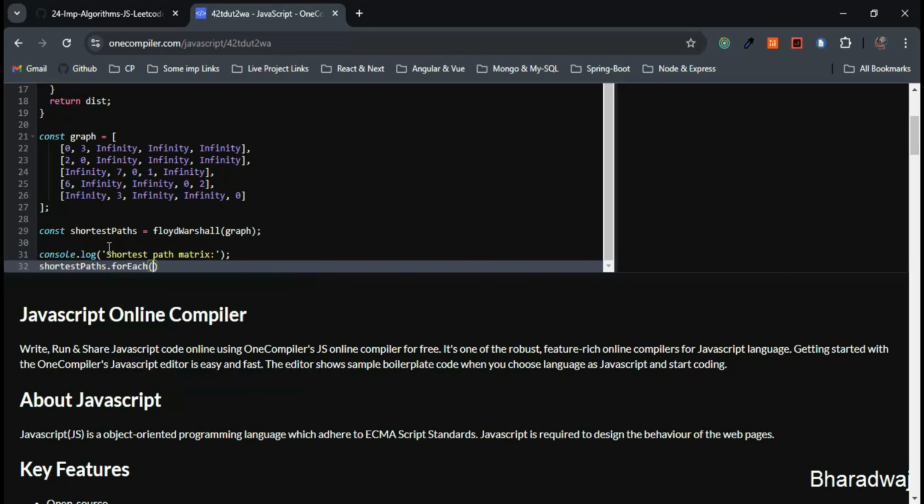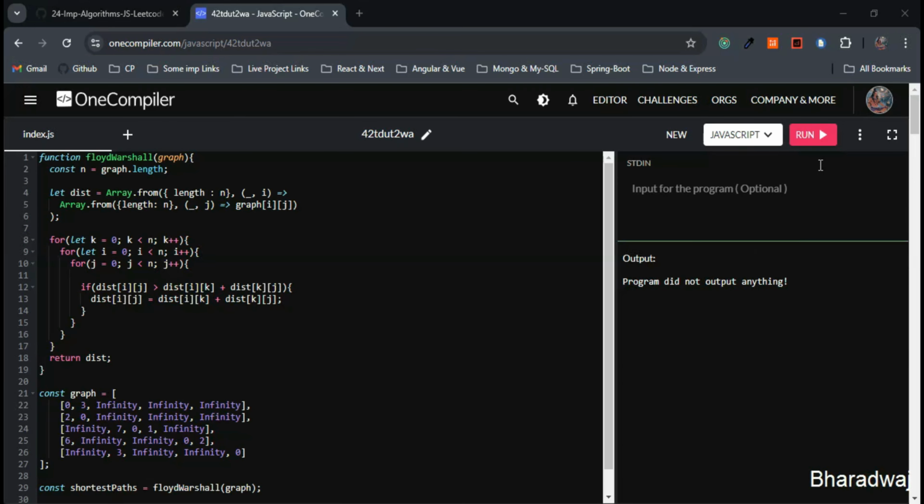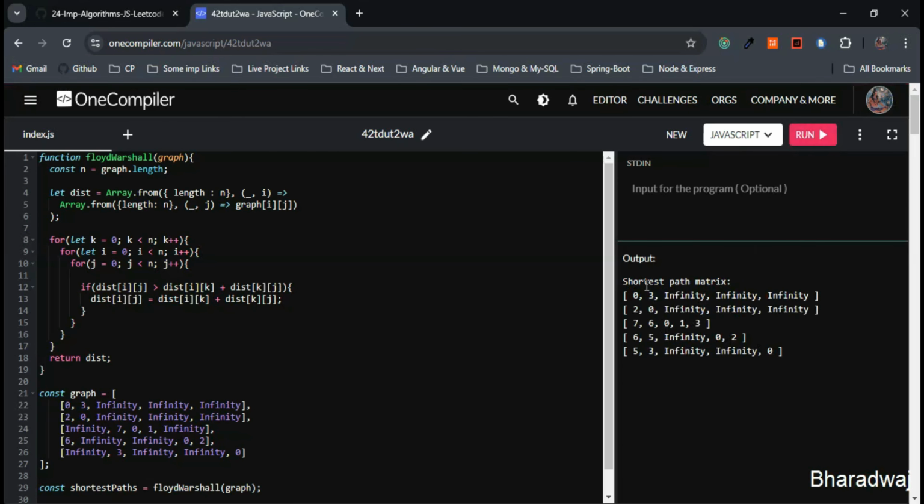I'll just make use of forEach. Here, single row. Let's log every single row here. Console log of row. So here, just give me a second. So let's check this one. Let me run this one.